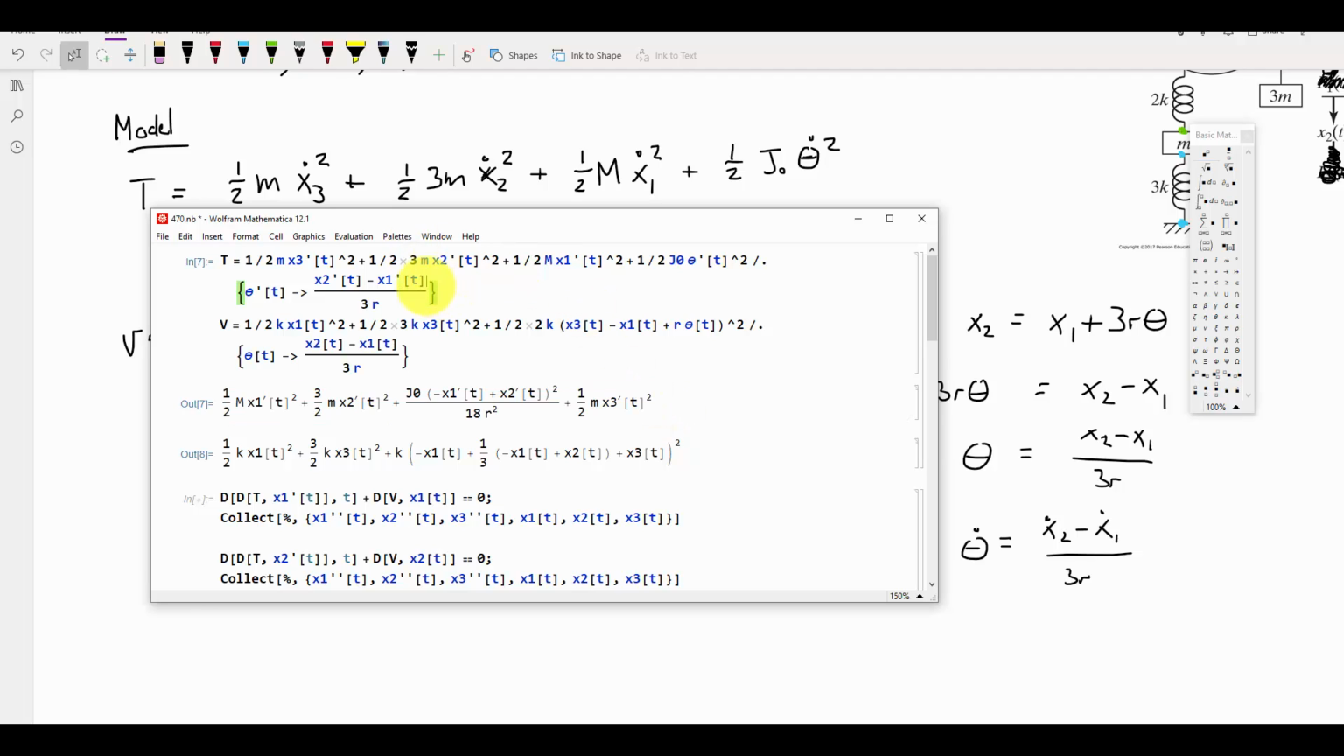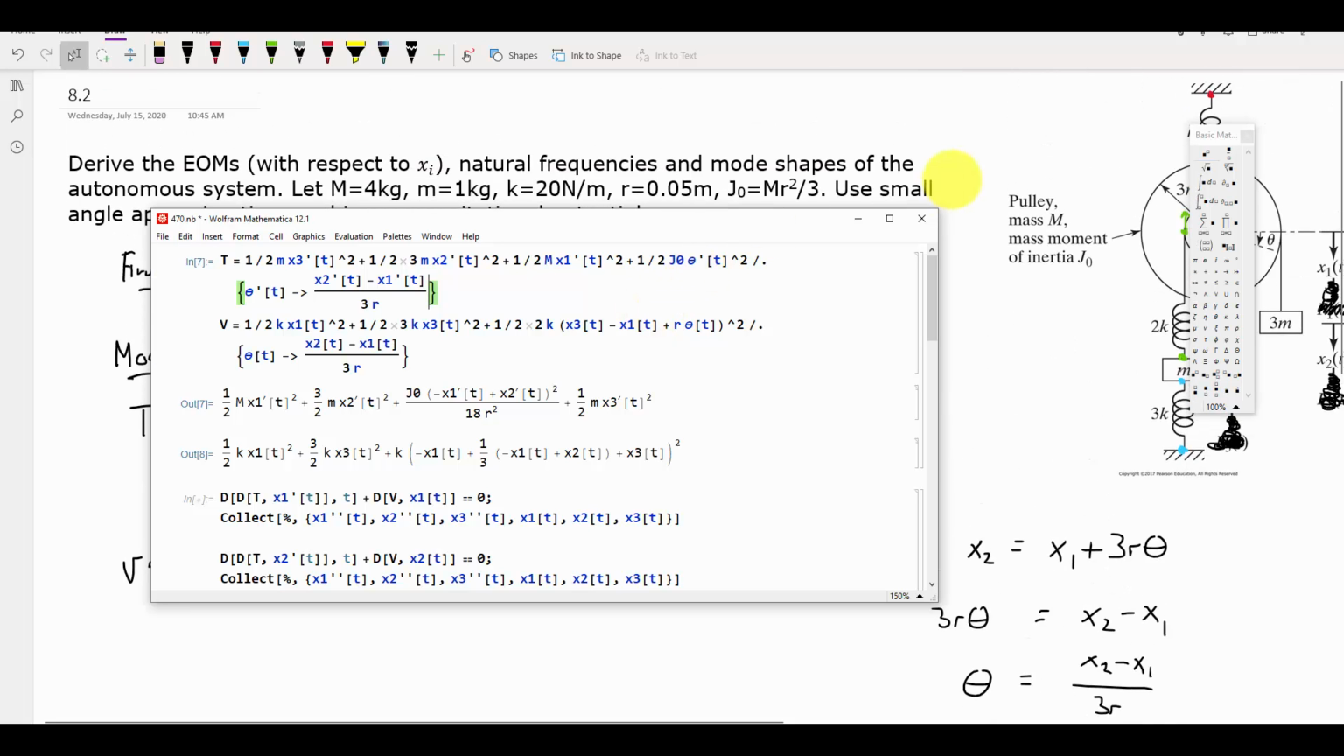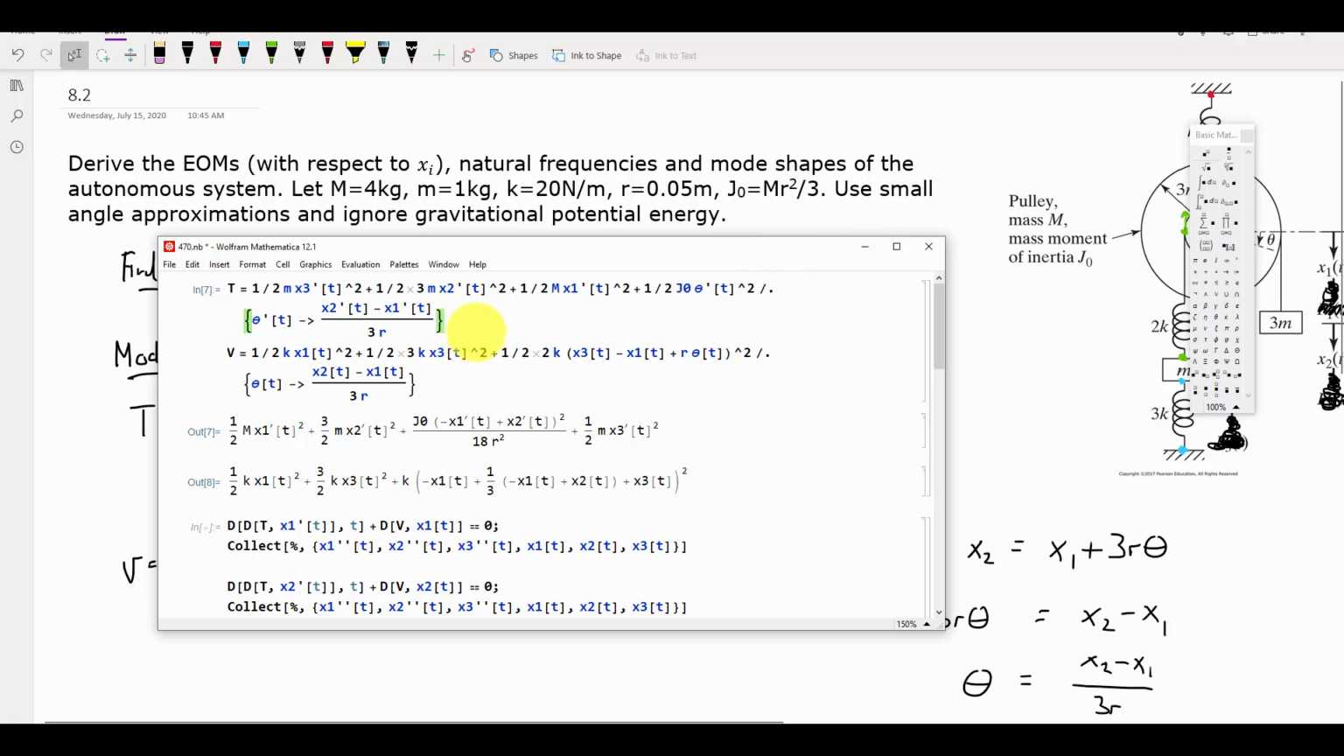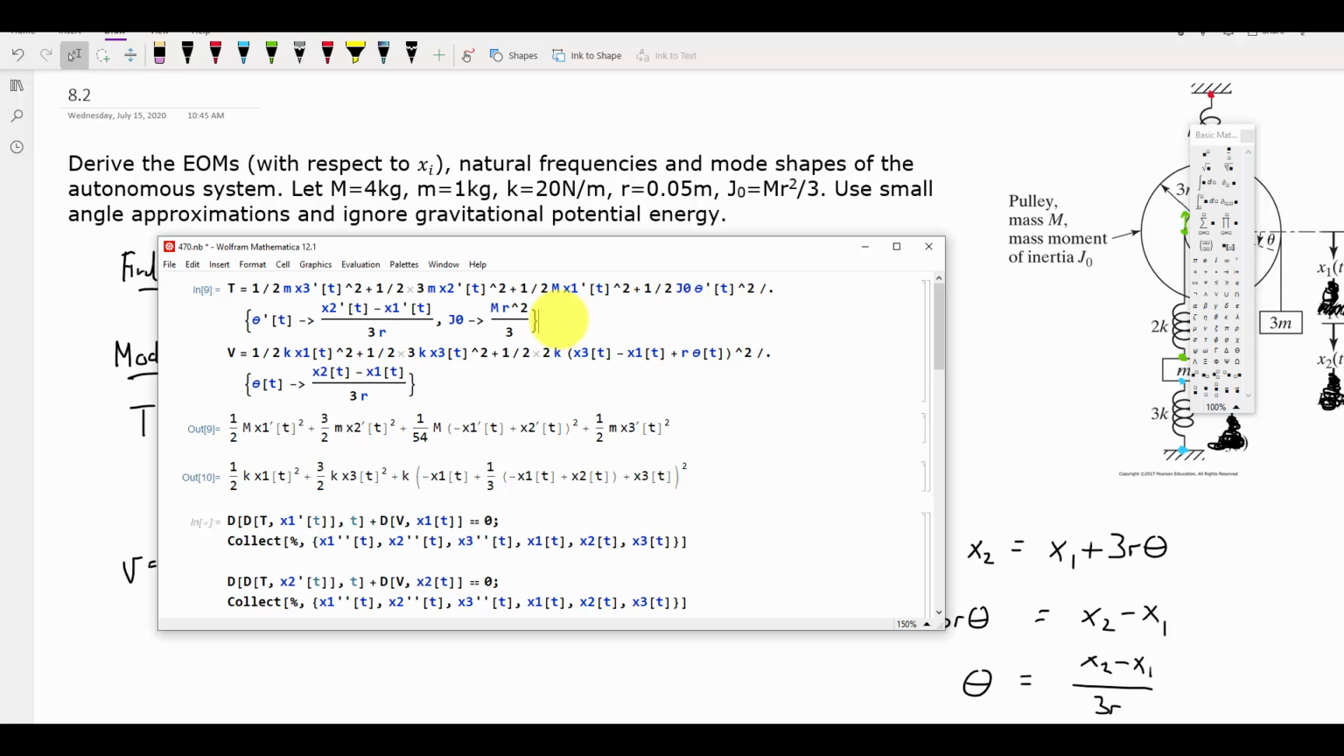And that is all looking good. The other thing I can do here is I can replace the J naught while I'm here. If we look, we were told that J naught is m r squared over 3, to use that for this equation. So I'll do that replacement. J naught is m r squared over 3. And now when I run it, it gets rid of that J naught, and we're left with what it is in terms of m.